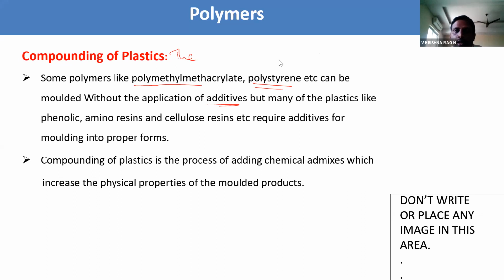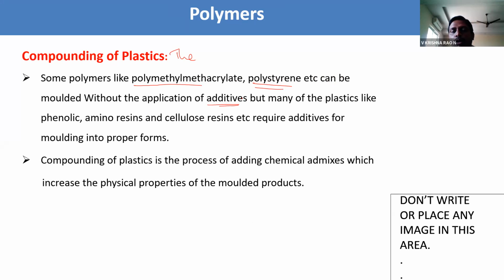Now, coming to the compounding of plastics. Compounding of plastics is the process of adding additives to the resin to mold them into a desired form or shape. Some polymers, like polymethyl methacrylate and polystyrene, can be molded without application of additives.